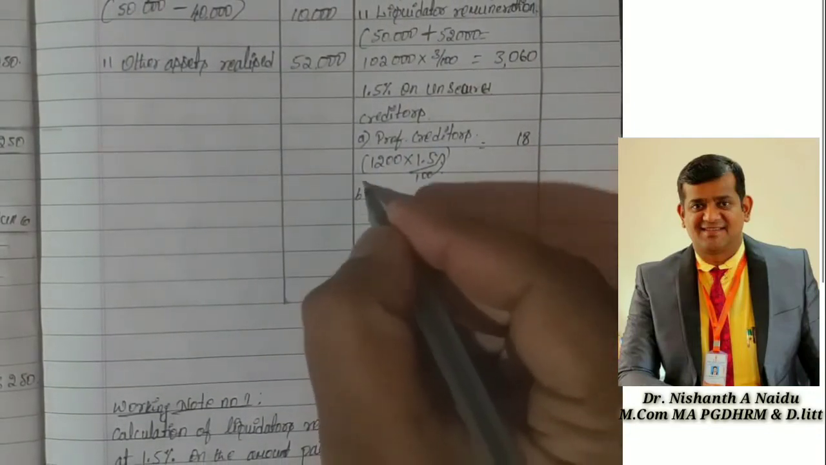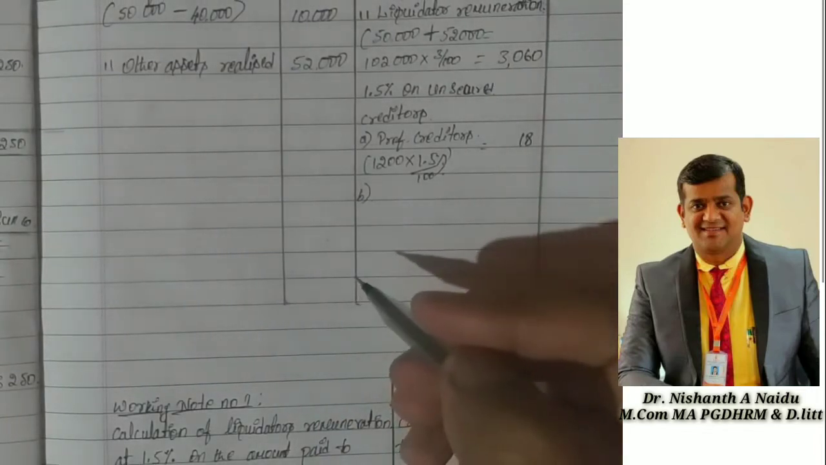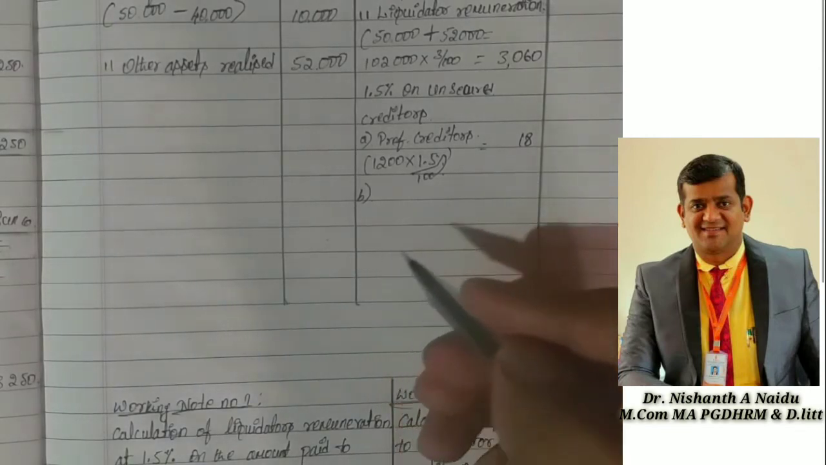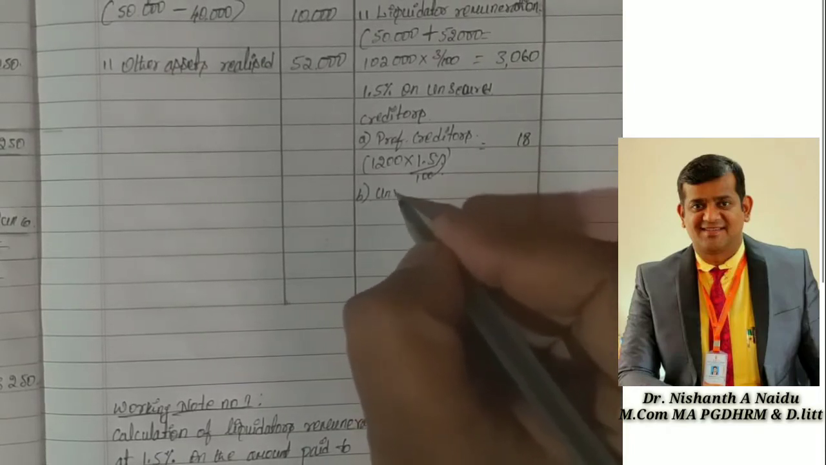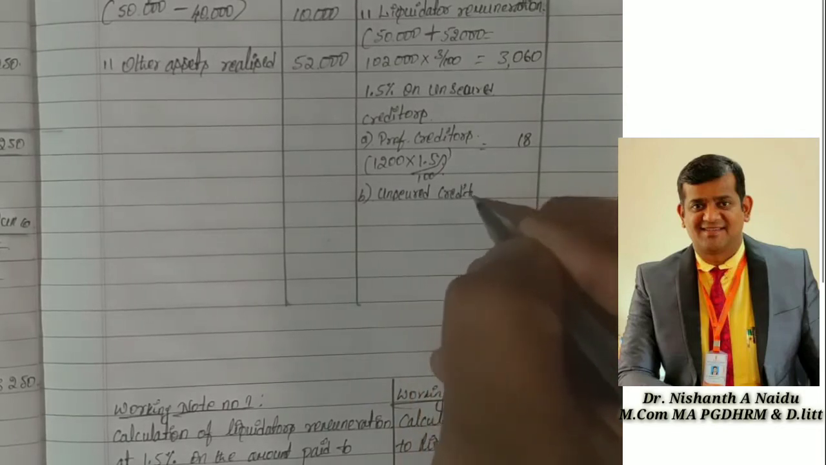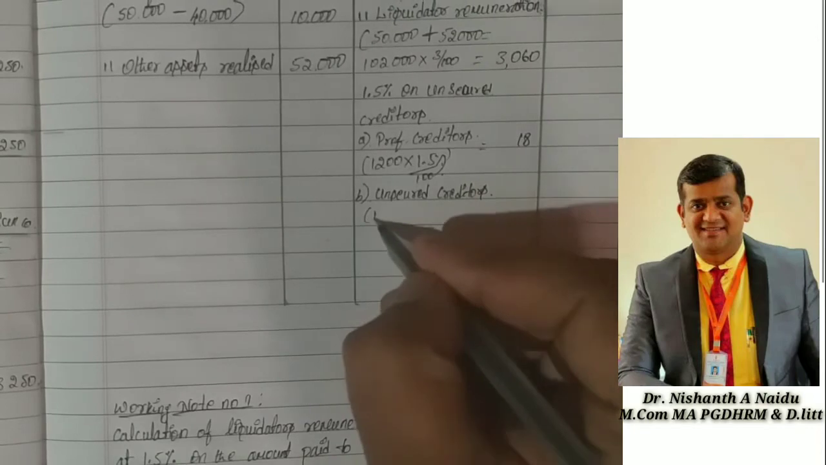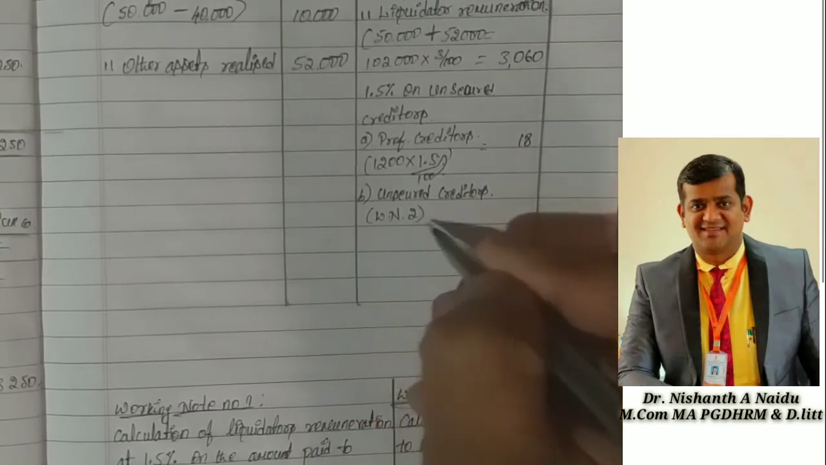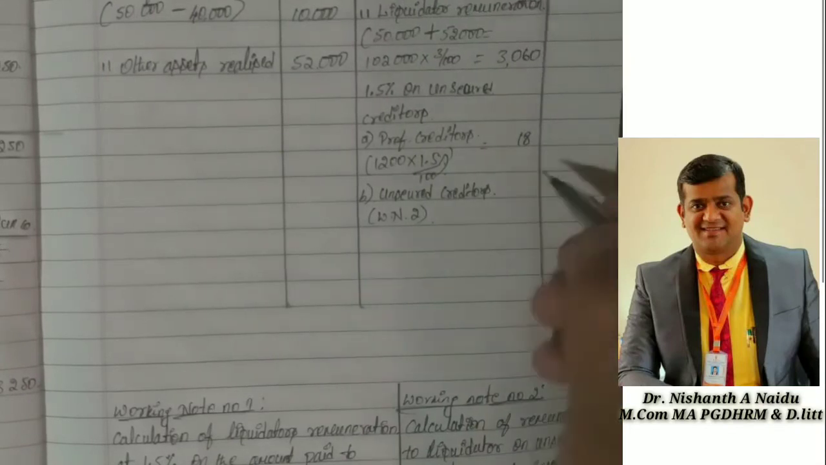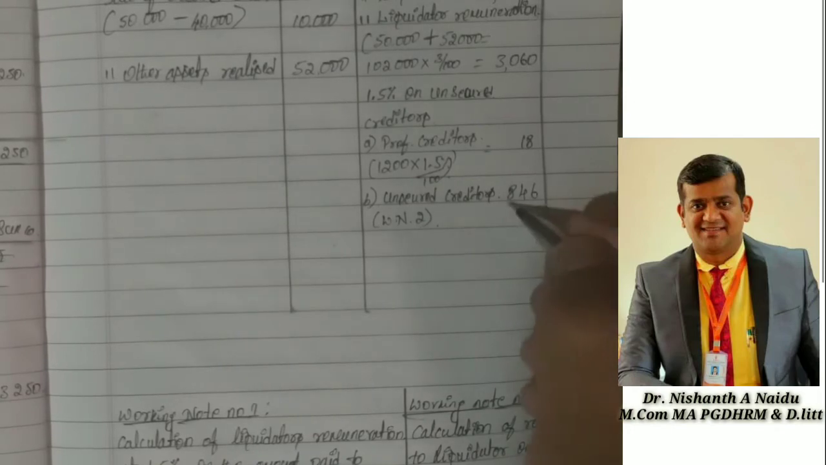So next is point B, 1.5% on unsecured creditors, correct? So that is the amount distributed on unsecured creditors. So how much is the unsecured creditors? We have done the calculation, correct? So working note number 2, you can mention working note 2. On that, how much did we get? 846 rupees. 846.